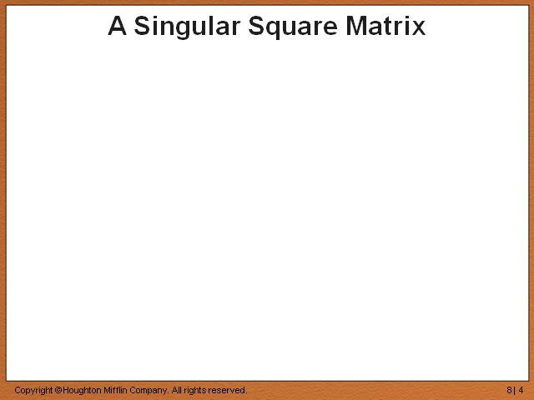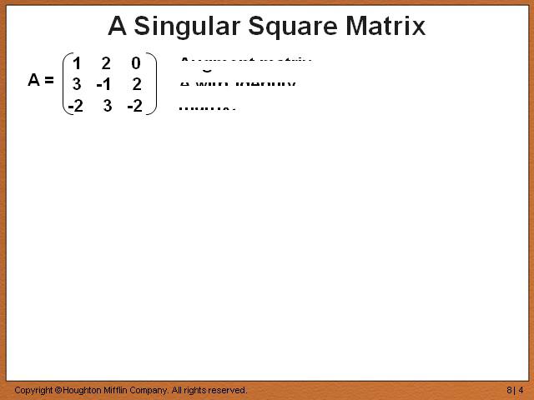So, a singular square matrix, a non-invertible square matrix. Let's say we're given the matrix A: 1, 2, 0, 3, negative 1, 2, negative 2, 3, negative 2. We want to first find out whether it has an inverse, and if it does, what that inverse is. The good news is that you can find out both things in the same step. So you kill two birds with one stone.